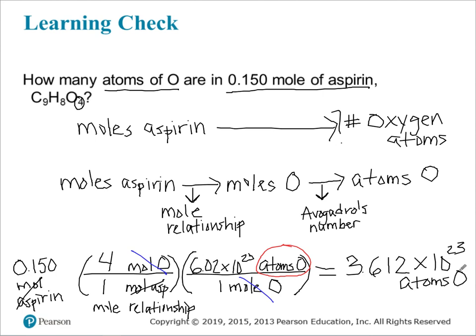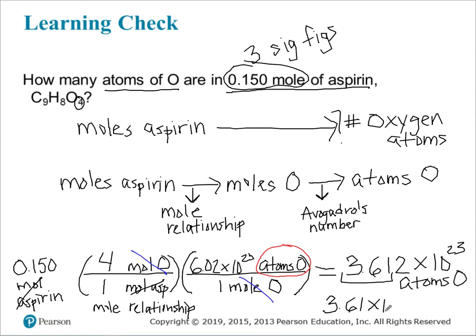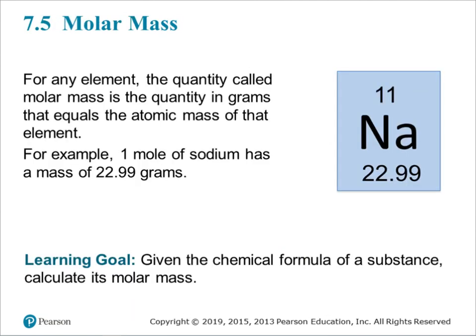But we have to look at sig figs. We have 3 sig figs in our measured amount of aspirin, so we should have 3 sig figs for our answer. And that's 3.61 times 10 to the 23rd atoms. So we know how to use Avogadro's number, hopefully, or we're going to practice.